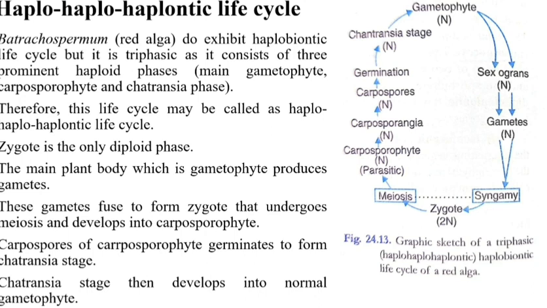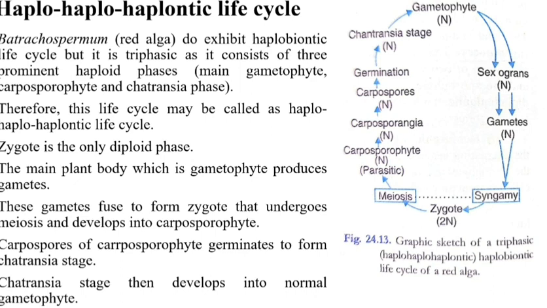Batrachospermum, which is a red alga, exhibits a haplobiontic life cycle, but it is triphasic as it consists of 3 prominent haploid phases: the main gametophyte, then the carposporophyte, then the Chantransia phase. Therefore, this life cycle may be called the haplontic type of life cycle. The zygote is the only diploid phase of this life cycle.